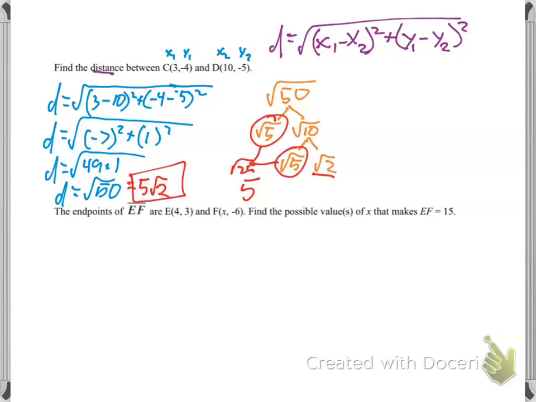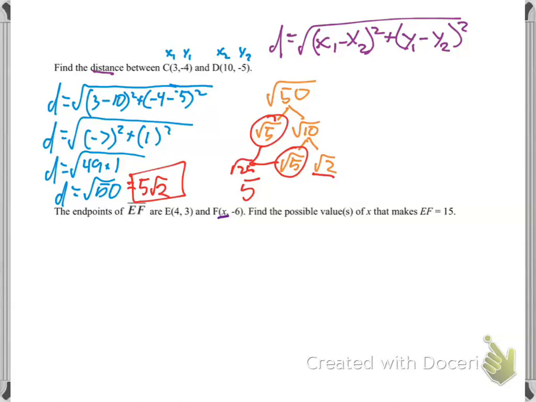The endpoints of segment EF are E at (4, 3) and F at (x, -6). Find the possible value or values of x that makes the length of EF equal to 15. Okay, so this is a little weird because we have this variable right there, but that's okay. We're still just going to take this and plug it into the formulas. That's all we're going to do.